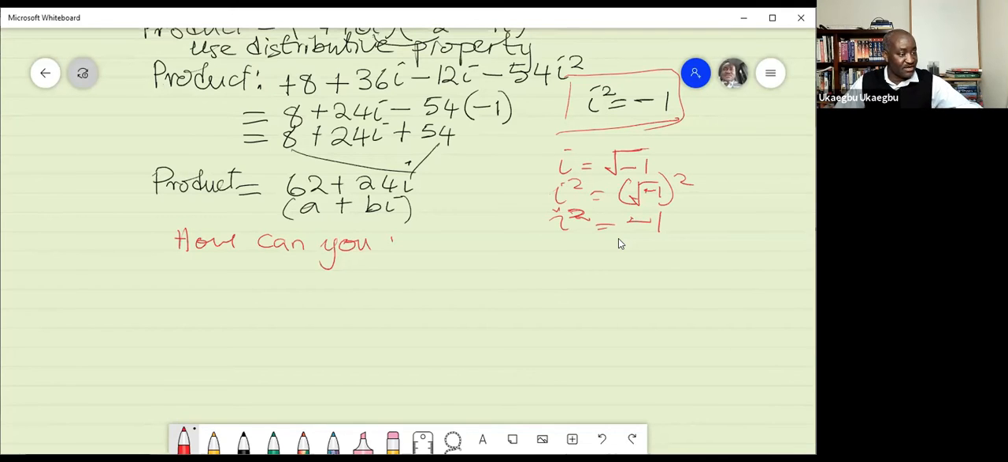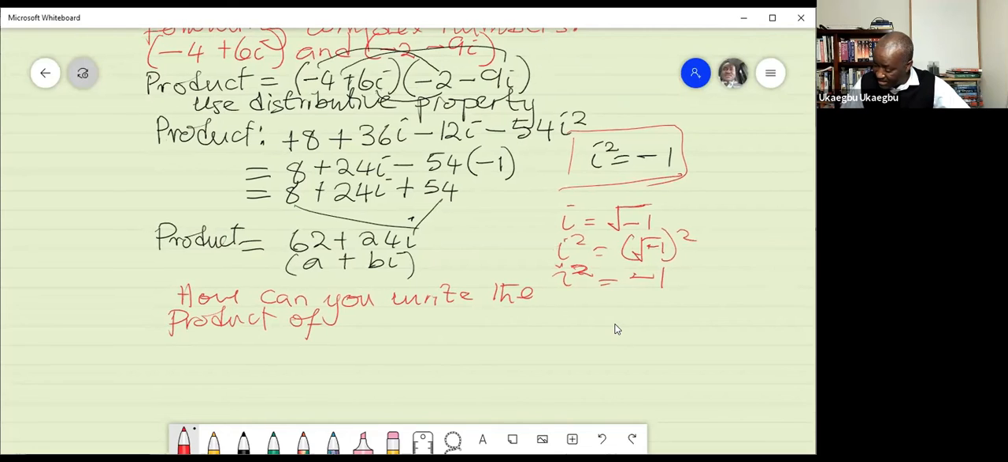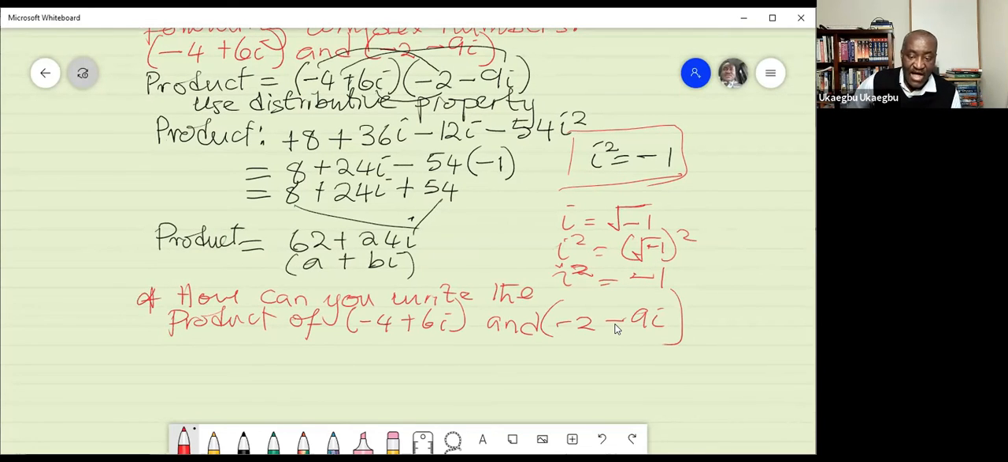Okay, so here's what I wanted to frame up. I said, how can you write the product of this, the original number we had? This is typically how the question is framed: how can you write the product of this and this in the form of a plus bi? So this is how they frame the question. All right?